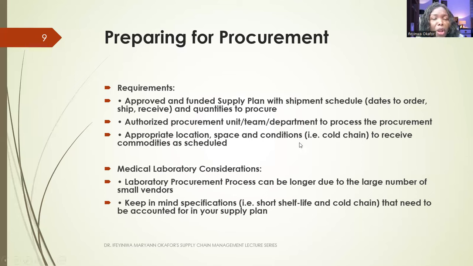So you send it to the relevant authority for approval, and then you get it ready for your procurement process. And then you have an authorized procurement unit, team, or department to process the procurement. In your facility, there should be a procurement team. There should be a unit responsible for that. And then you have an appropriate location, space, and condition, that is cold chain, to receive commodities as scheduled.